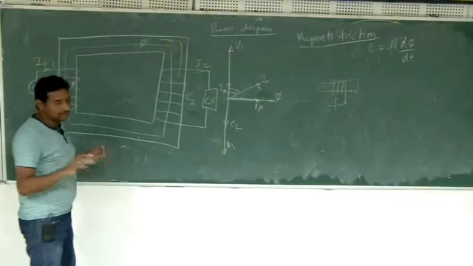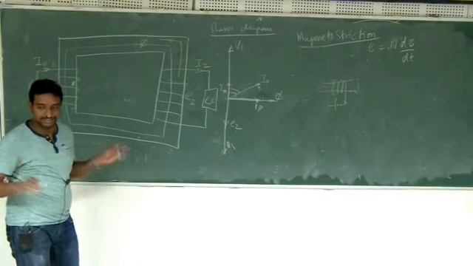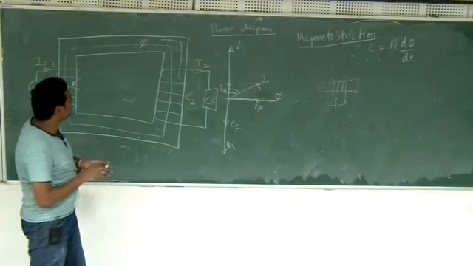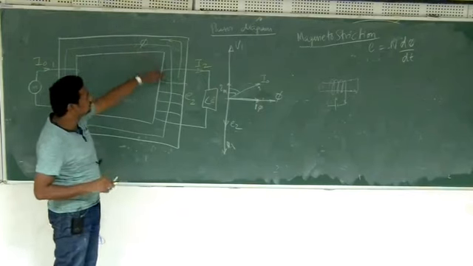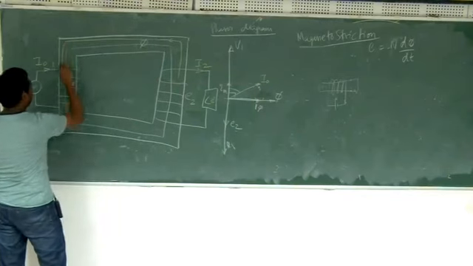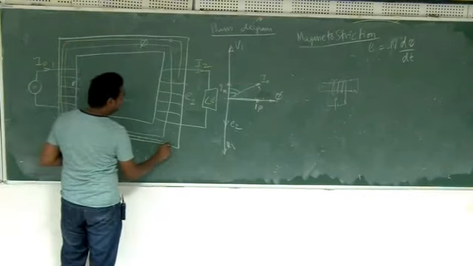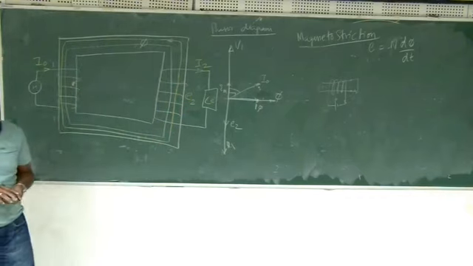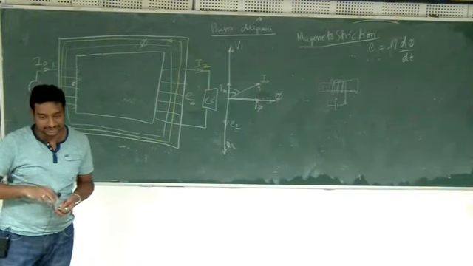Basically these are alternating fluxes, so they keep changing direction every time. But I am taking one particular instant, if this is the direction, this will be opposite direction. Okay, so like this. So two fluxes in the opposite direction. As a result, what happens? The net flux will be less.